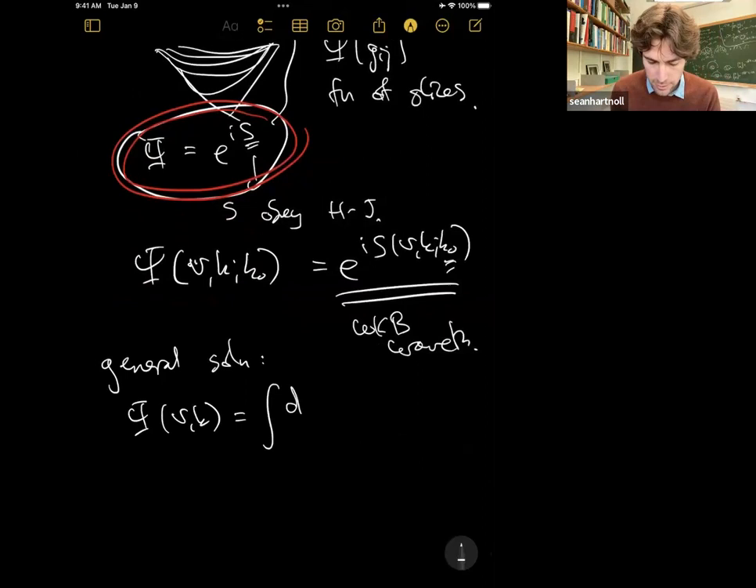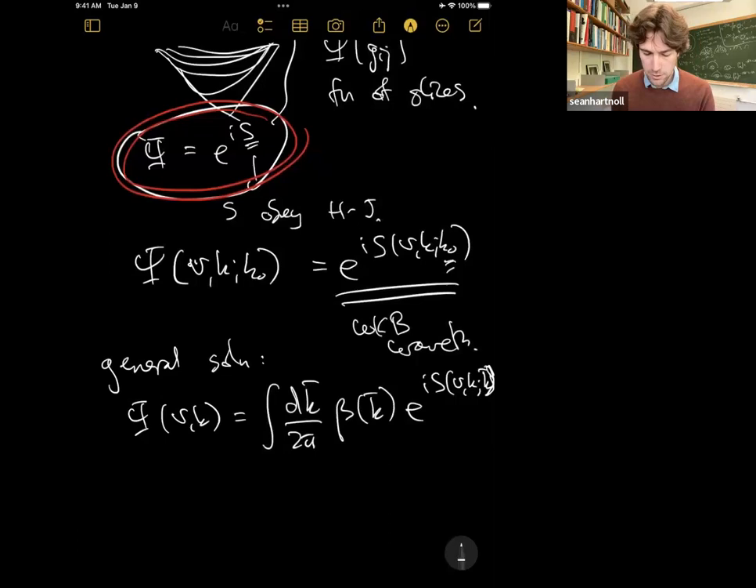So let's call that dk bar. That's what we're integrating over. You have a general envelope beta of k bar, e to the i S of k. I'm calling it k bar instead of k0 for a reason that'll become clear in a second. So this is the general solution. And this is really important.